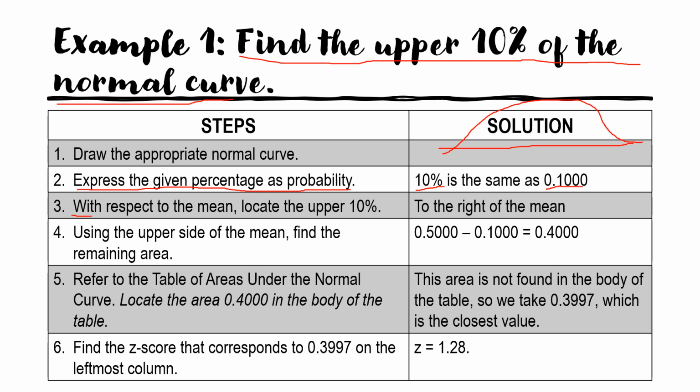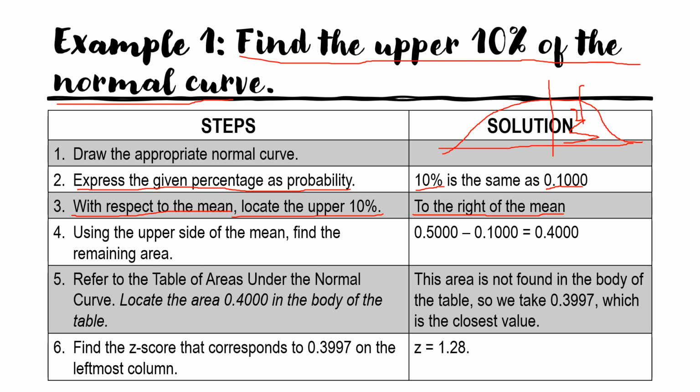With respect to the mean, locate the upper 10% to the right of the mean. Meaning, we're locating this 10% on the positive side of your normal curve. So if this is your mean, the upper 10% is this area, the positive side of your normal curve.